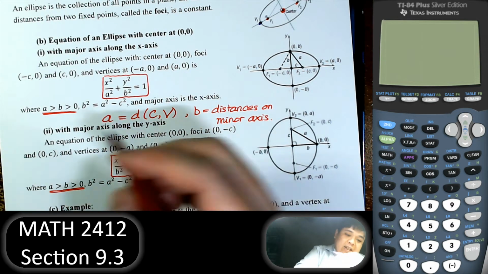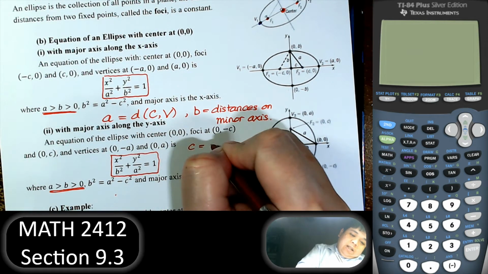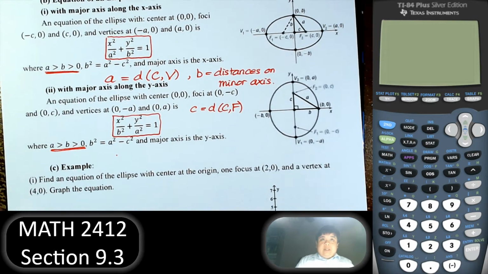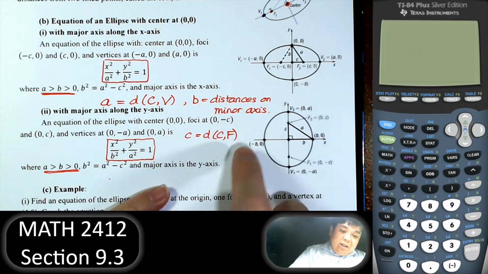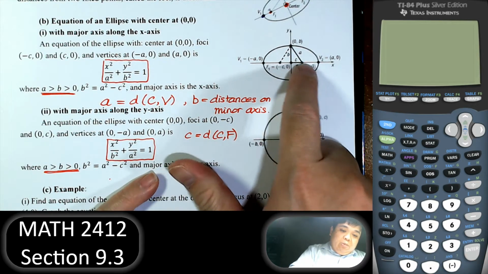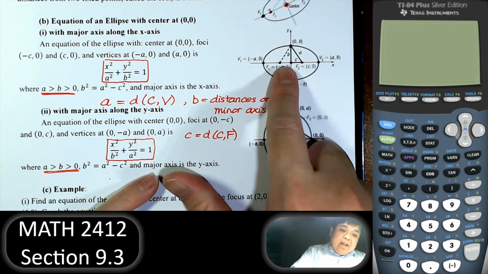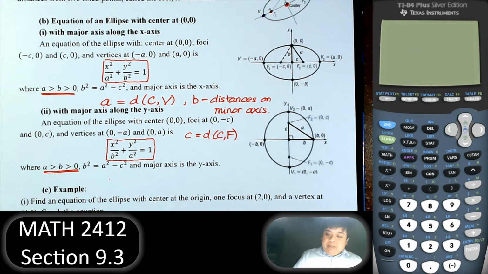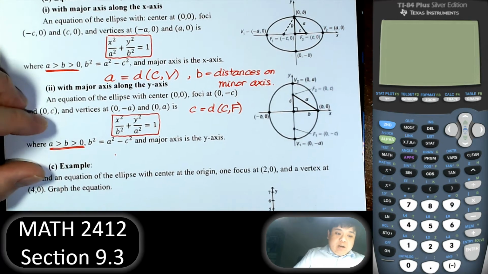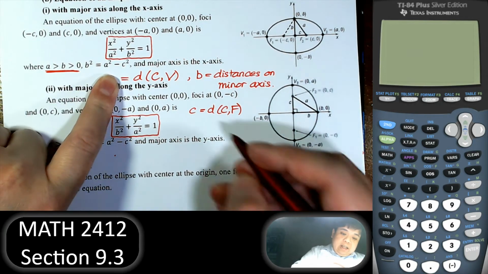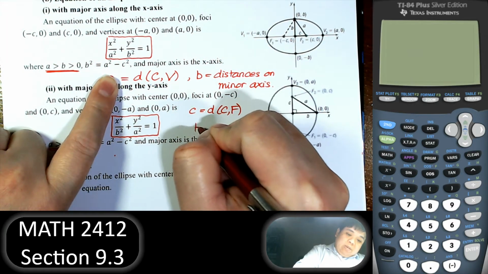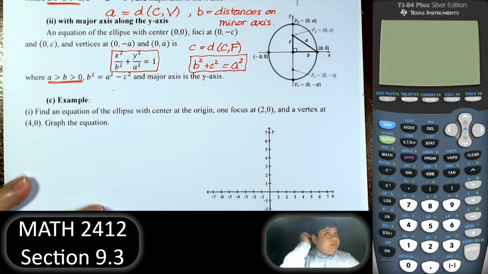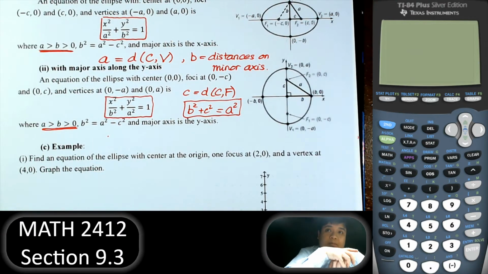And then c is equal to the distance from the center to each of the foci. So c is the distance from the center to the focus, and the center to the vertex is going to be a. Finally, we have the Pythagorean theorem. Since a is the biggest one, it stands by itself: b squared plus c squared equal to a squared.